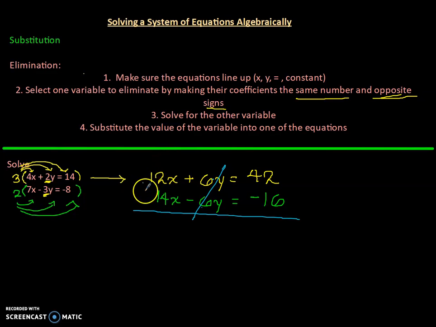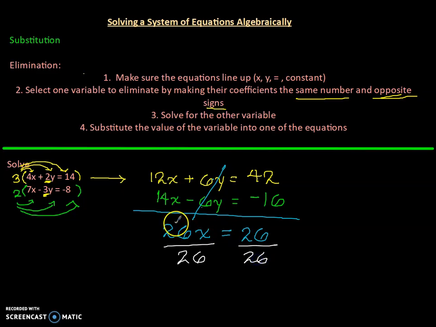And we're going to combine whatever it is that we have. So notice nothing in front of the coefficient, meaning they're positive. So 12x plus 14x gives me 26x equals 42 plus negative 16, or 42 minus 16, would give me 26. So my goal is just to solve for the other variable, the one I didn't eliminate, which is x. To get it by itself, I'm going to divide both sides by 26, and x will equal 1.